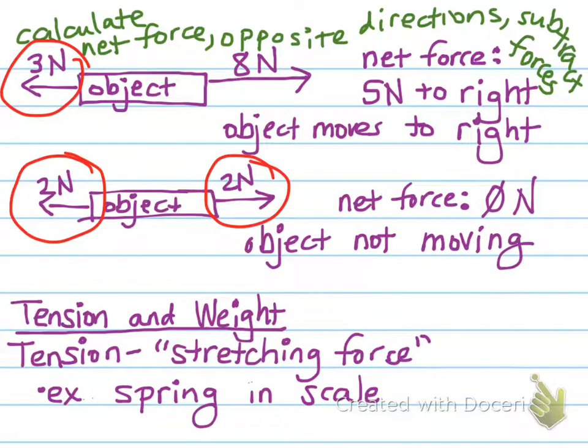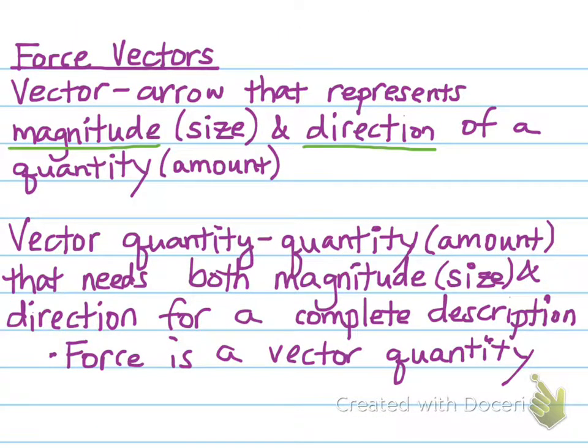And that was represented back here with 3 newtons and an arrow to the left, 2 newtons and an arrow to the left, 2 newtons and an arrow to the right. I indicated their size by giving them a number and their direction by the direction that the arrow was pointing. So force is a vector quantity. Not all quantities are vector quantities. Some quantities are a scalar quantity.